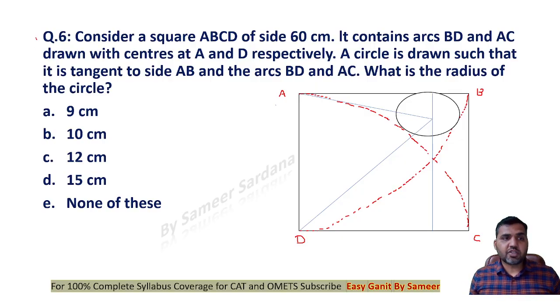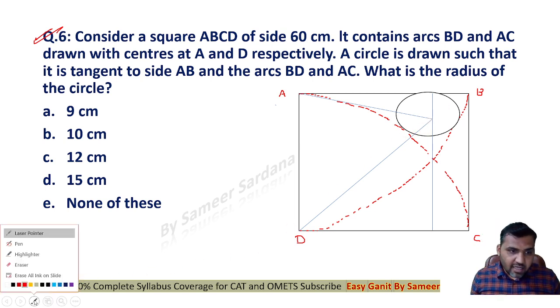Now I'm going to cover this question number 6 here. It says, consider a square ABCD of side 60 centimeter. It contains the arc BD and AC, with the center A and the center D. So D is the center of the arc AC and A is the center of the arc BD. A circle is drawn such that it is tangent to the side AB, the arc AC and the arc BD. So this circle is tangent to all of these.